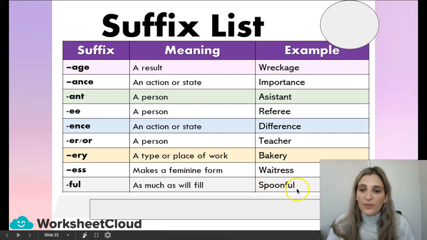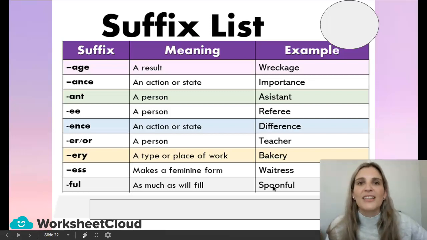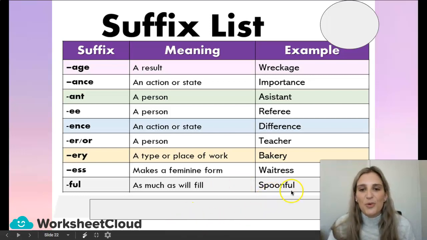And then spoonful. Oh, how many of you have watched Mary Poppins? Just a spoonful of sugar helps the medicine go down. The medicine go down. I promised my husband I wouldn't sing, but it just happened. I'm so sorry. So spoonful, as much as will full. Okay, the full.